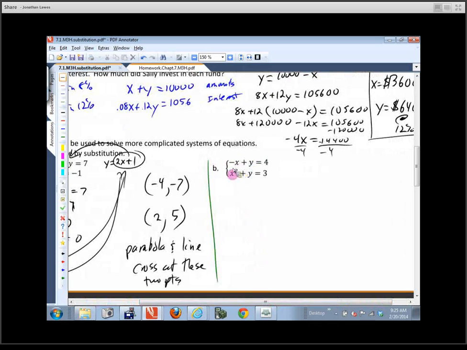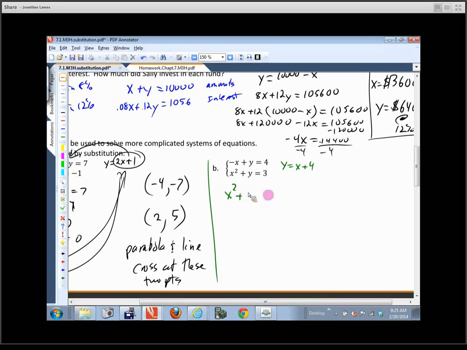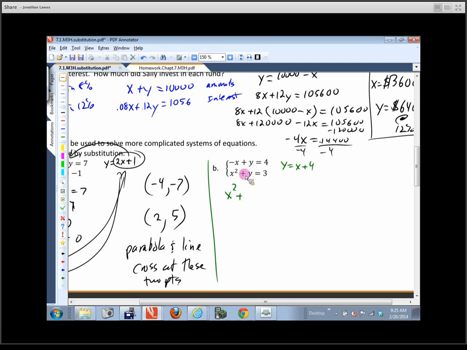Which variable is easiest to solve for here? Top one, which variable? Probably y, because if I do y equals x plus 4, I don't have as many variables to work with. So this is going to be x squared. Now this is plus, so not as big a deal that I put this in parentheses, and it's just a 1 in front there. So this would be x plus 4 equals 3. Factor? We'd have to use the quadratic, okay? And we're going to get this far.